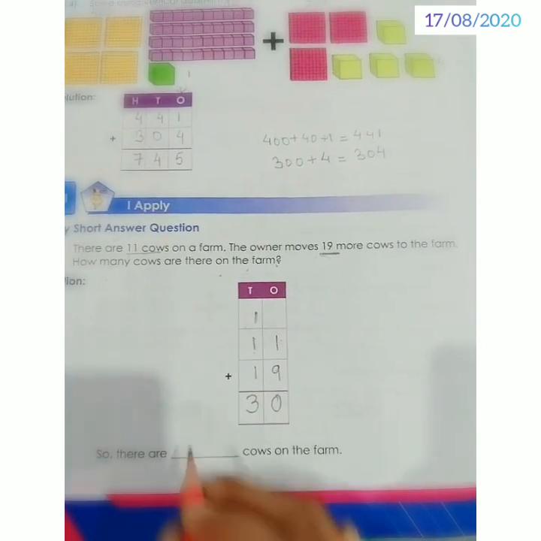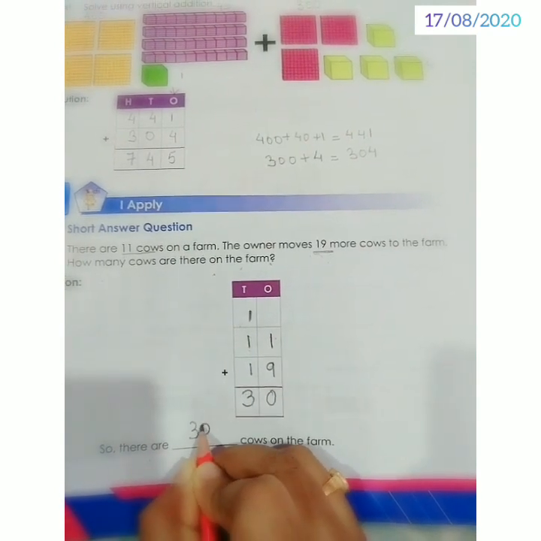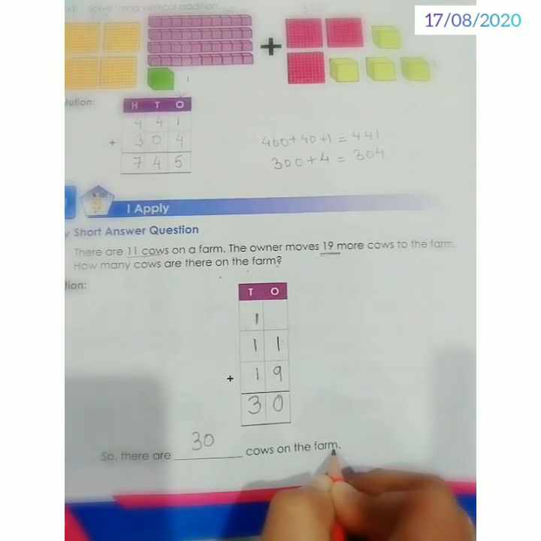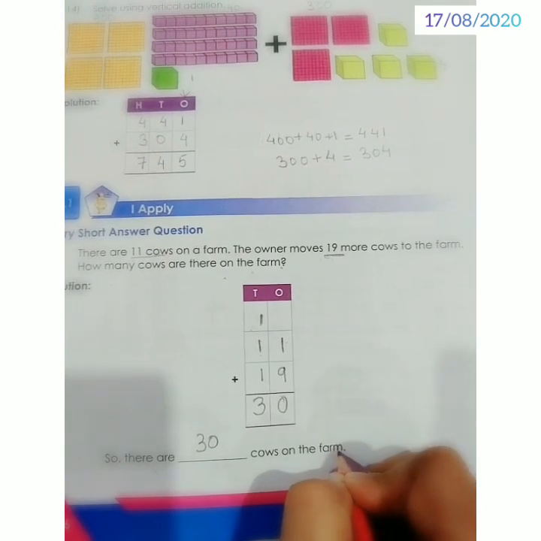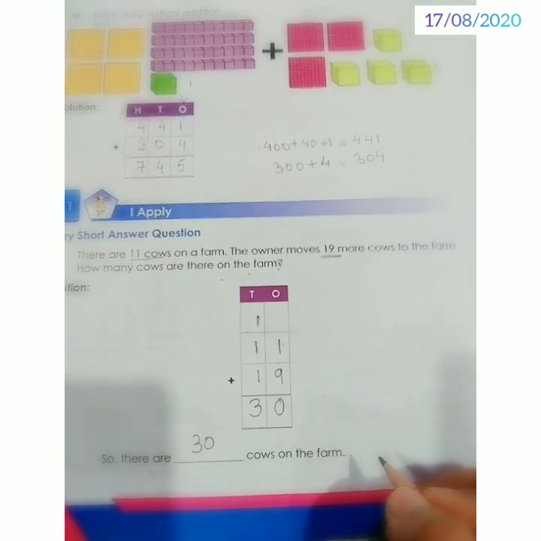So there are 30 cows on the farm. Alright, all of you are clear? Now let's move on to the next question.